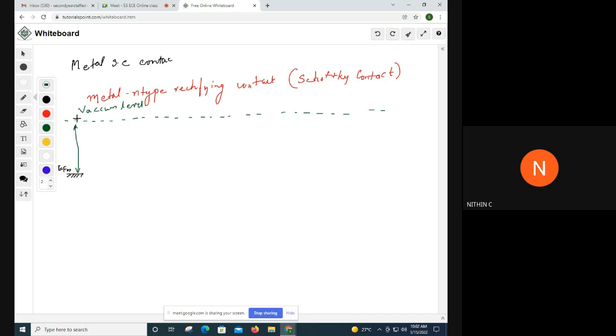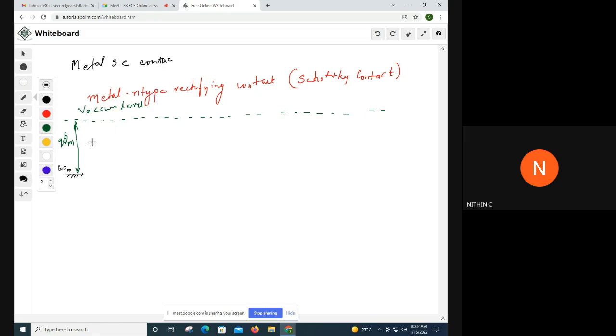You can touch this position. Okay. And this is denoted as Q phi M. This is actually the energy band diagram of the metal part. And next comes the semiconductor. For the semiconductor we are using an n-type semiconductor. Okay, we are using an n-type semiconductor.